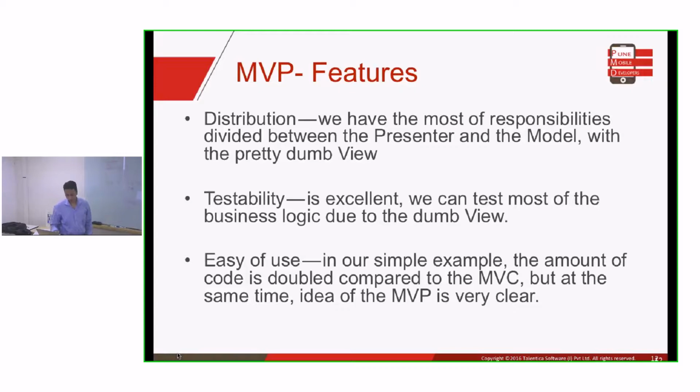Ease of use: in our simple example, the amount of code is doubled compared to MVC. We have to write another class, right? But at the same time, if you have to maintain code, you have to write more. In most cases you want to write more. So it happens. In this case it will happen, but things are pretty clear, right?